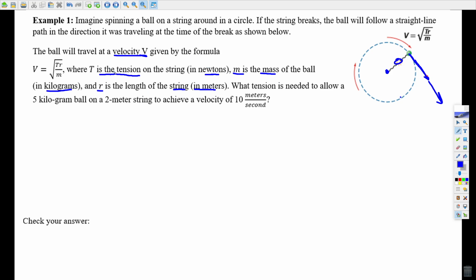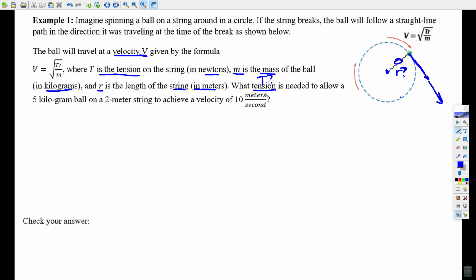So they gave us all the setup, what everything means. V is velocity. T is tension on the string, in newtons. R is the length of the string. I think r is used for length because it's like a radius, r for radius, right? Okay, and that's all we have. So it says what tension is needed. So we're trying to figure out tension, right?